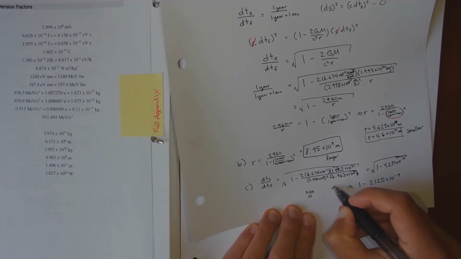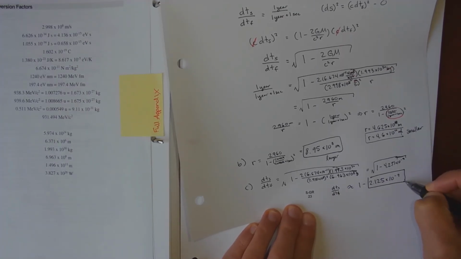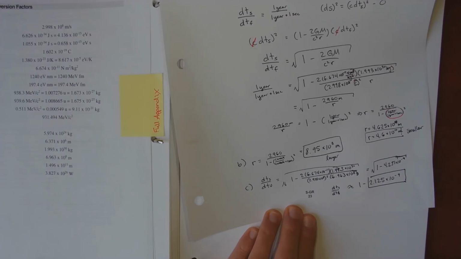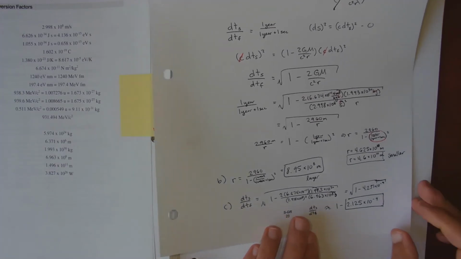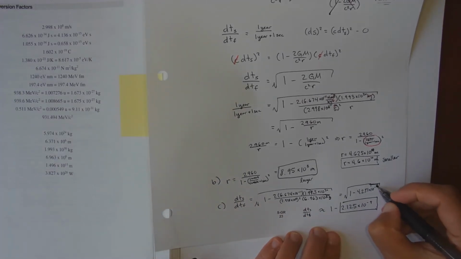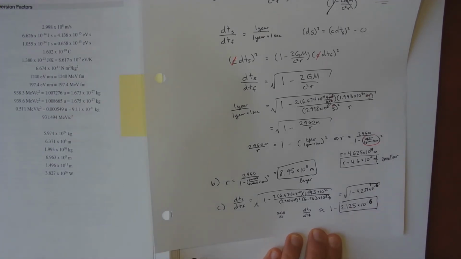And then the rate at which they run slow would just be the 2.125 times, oops, is it times 10 to the negative 9th? No, because this was actually supposed to be to the negative 6th. And this is also then times 10 to the negative 6th. So this is the rate at which they run slow, and that concludes problem 23.